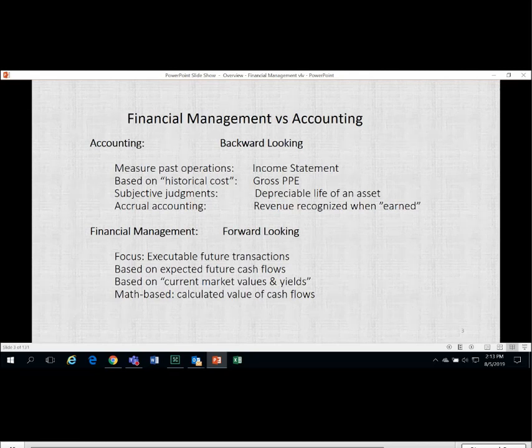Financial management, on the other hand, is forward-looking. That is, we focus on executable future transactions. Shall we go out and sell bonds to raise cash tomorrow in order to finance the firm? And it's based on expected future cash flows. It's cash flow oriented, not accrual accounting oriented. And of course, since we're looking at financial markets, it's based on current market values and yields, not on historical values. And finally, it's math-based rather than subjectively based. That is, we calculate the value of cash flows.